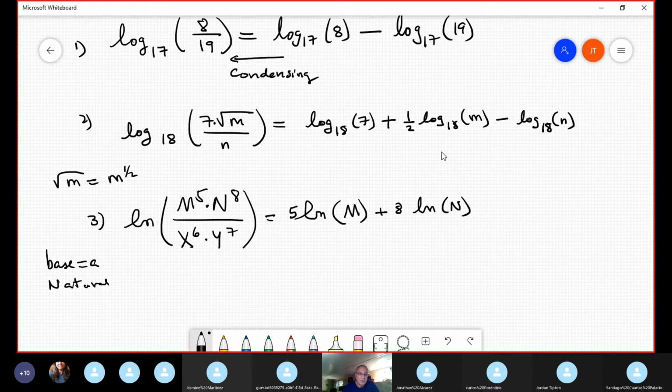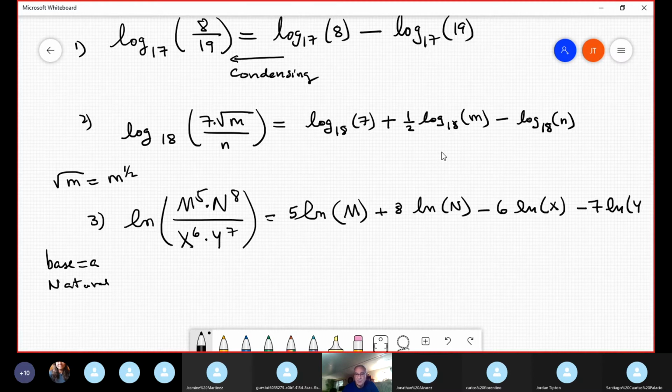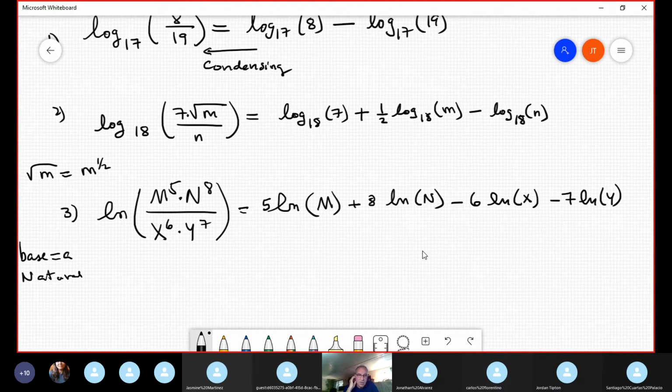The arithmetic operation here is multiplication, but they are in the bottom, so you are dividing. They are divided, so both are negative: minus 6 ln of x minus 7 ln of y. Let me know if you understand very well that both are negative or not, because I can explain another way. So in conclusion, memorize: anything in the top is positive, plus. Anything in the bottom is negative, subtraction. It's easy to memorize this.